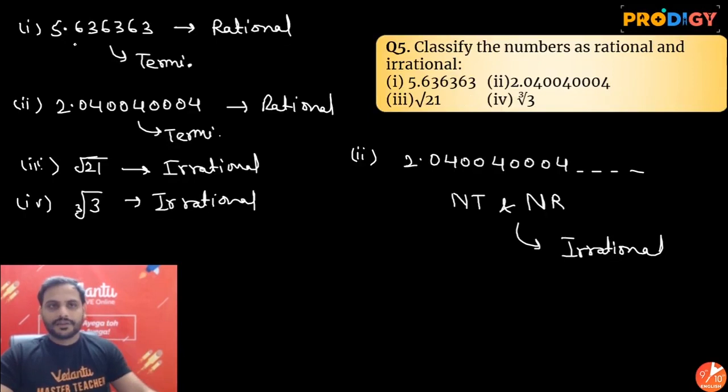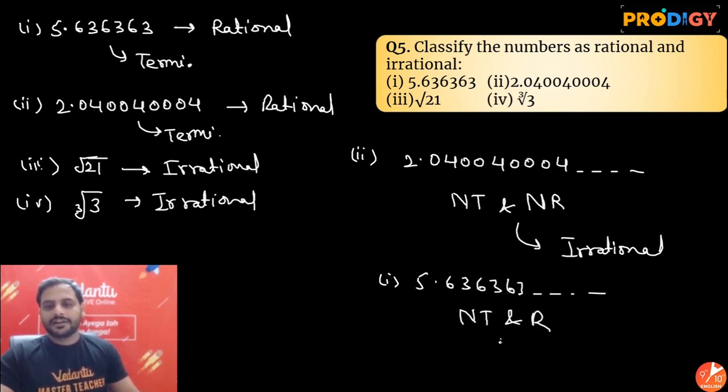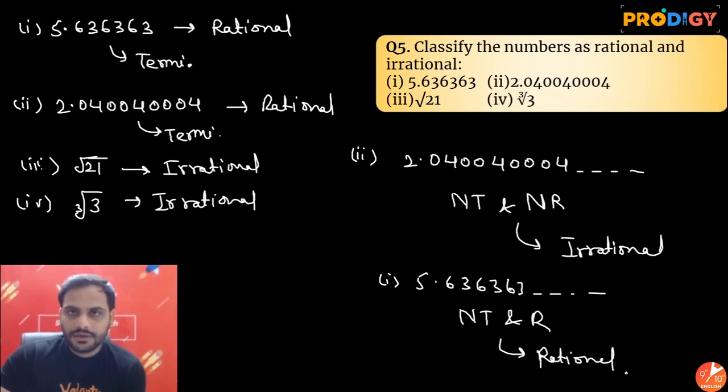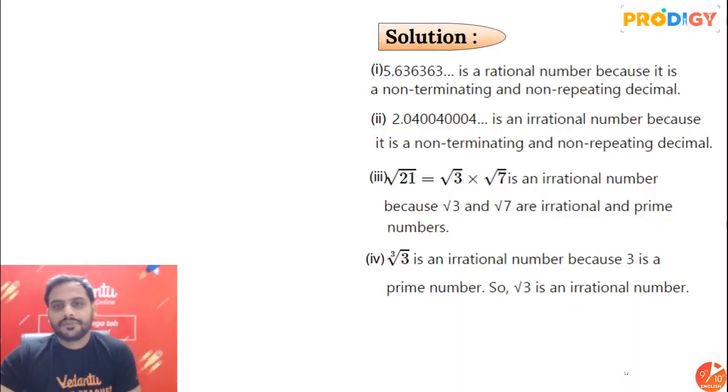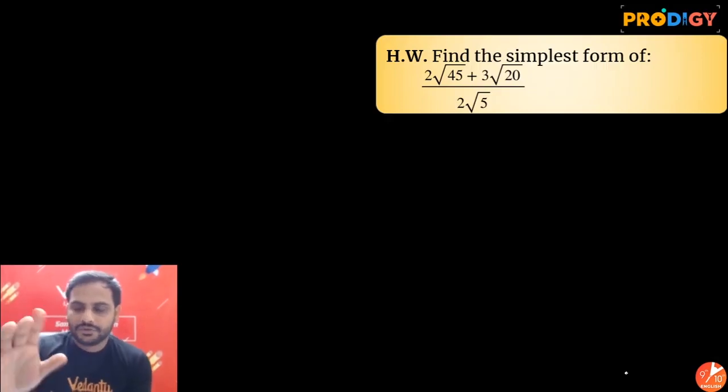First one, suppose if I give 5.636363 and dash dash dash is given, I can say, sir, it is non-terminating but it is recurring, and if it is non-terminating but recurring, it is rational. ठीक है, it will be rational. Simple. ठीक है. So this is all, beta.